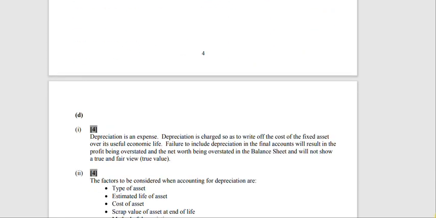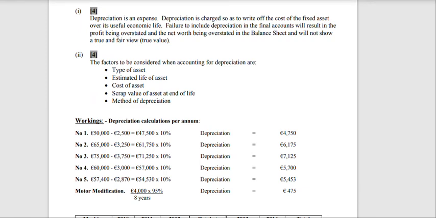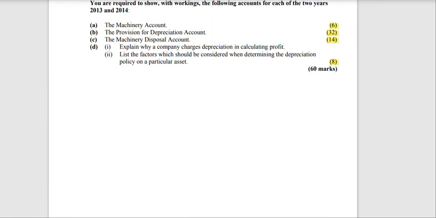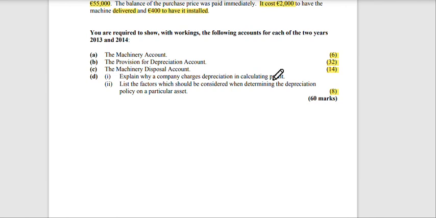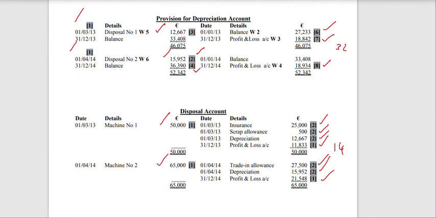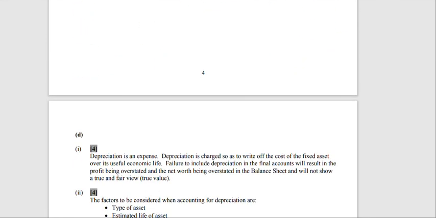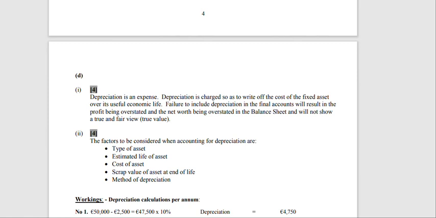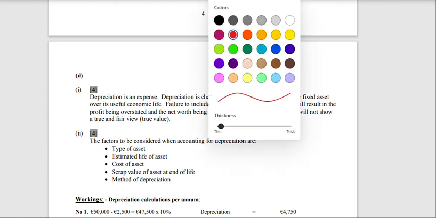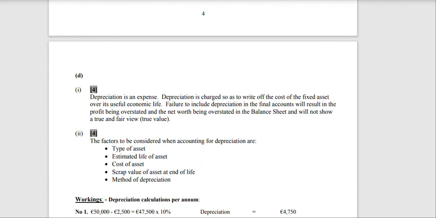Have a quick look at the depreciation. The question was, explain why a company charges depreciation and list the factors when determining the depreciation policy. So, why does a company charge depreciation? Because depreciation is an expense. You may remember this, or you may have read this. Depreciation is an expense. 1 mark. Depreciation is charged so as to write off the cost of a fixed asset over its useful economic life.